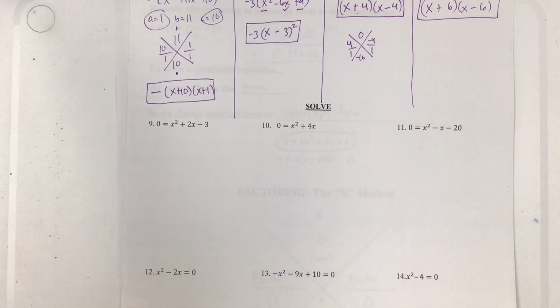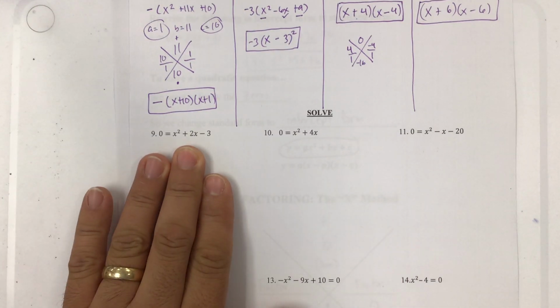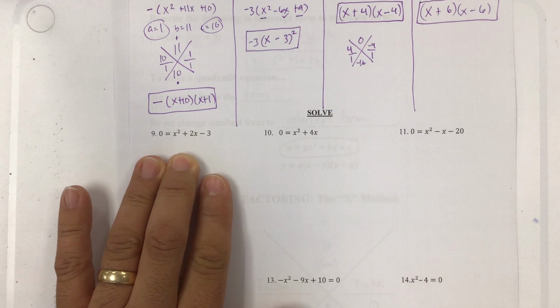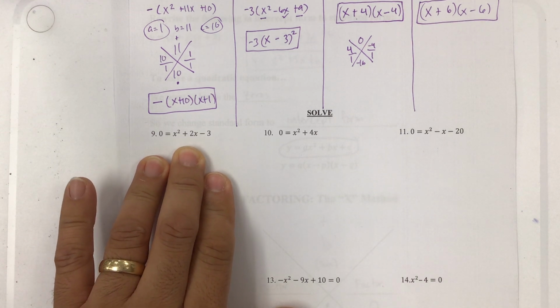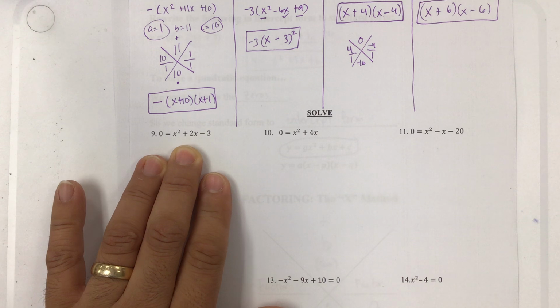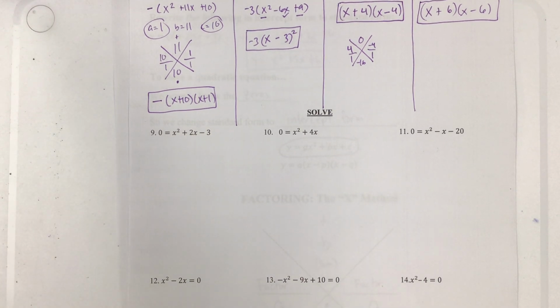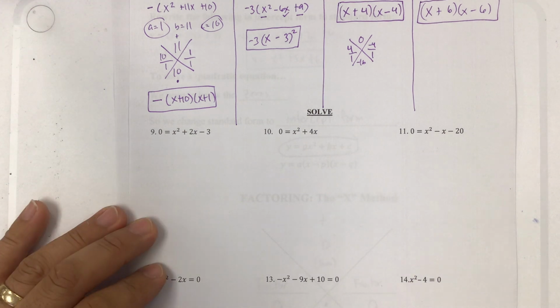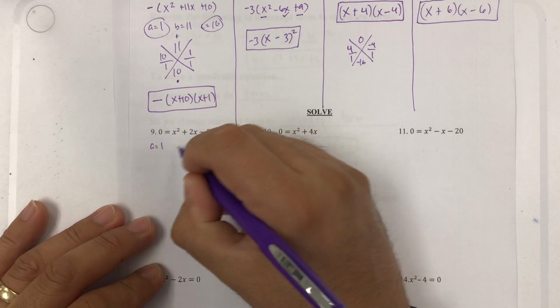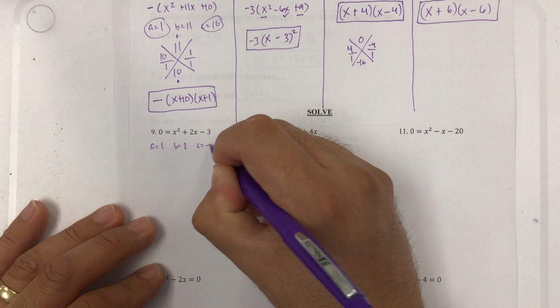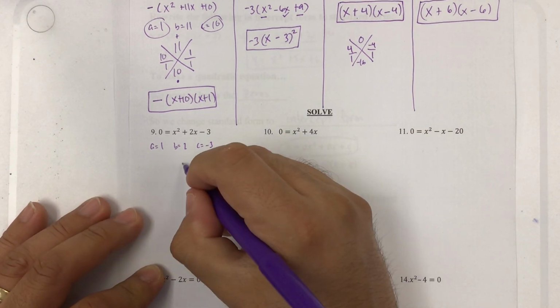So step 1, is it in standard form? Yes. Is there a greatest common factor? No. Is it a special case? Well, there's 3 terms, so perfect square, not a perfect square, so it's not a special case. And now we're gonna look to do the x method. So a is 1, b is 2, and c is negative 3.